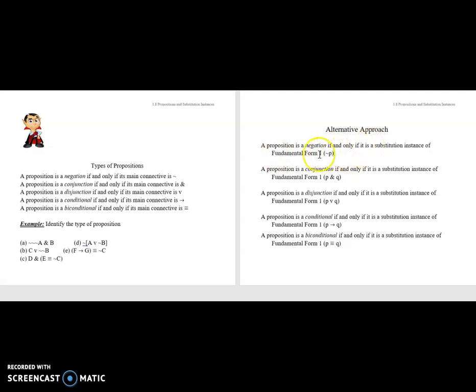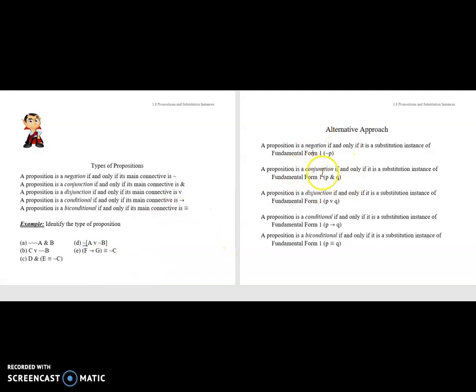But if you're a substitution instance of fundamental form 1, which was this form, then and only then are you a negation, right? So for example, let's go ahead and take a look at this. Notice that D here, okay? So D is a substitution instance of this form. Therefore, D is a negation, as we saw before, and its main connective, defined this way, is tilde. So you can define these either way, okay?